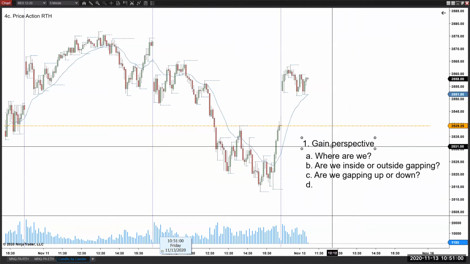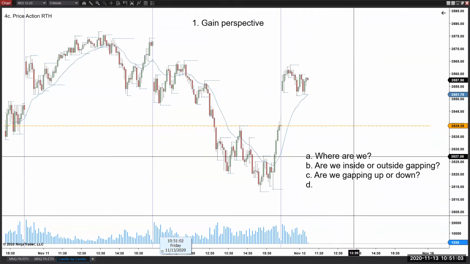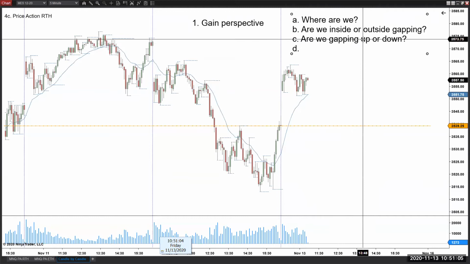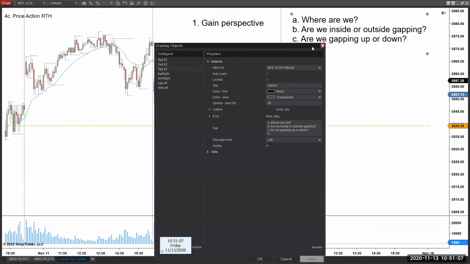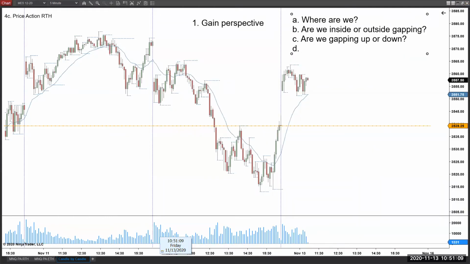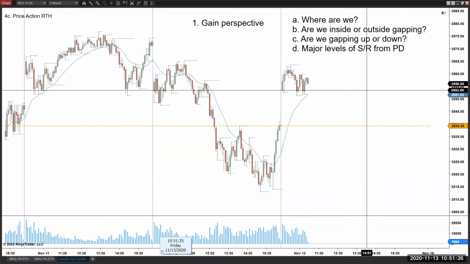Let's try this again. So number one is gain perspective. And what I mean by that is where are we? Are we inside, outside, gapping? Are we gapping up or down? So my first rule is direction. Where are we? What direction are we going? What are my major levels of support or resistance from the previous day? That's really just what I'm looking at.